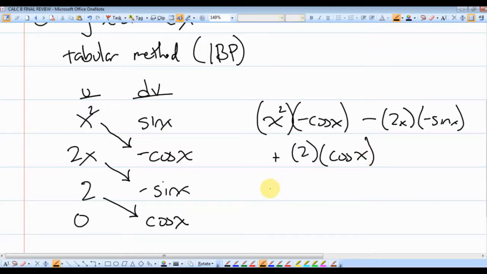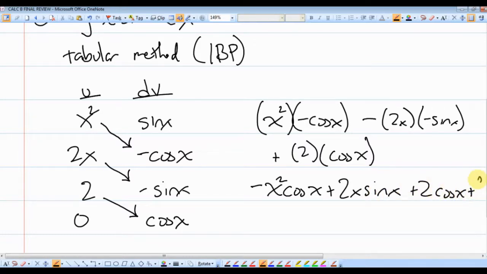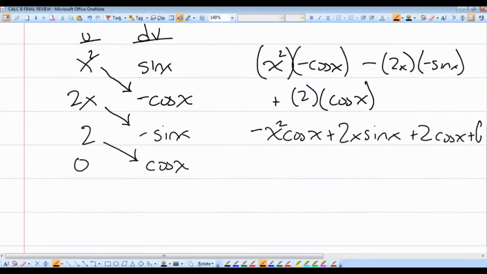So if you do all of that and put it all together, you're going to get negative x squared cosine x plus 2x sine x plus 2 cosine x plus constant of integration. All right, that's question 1. Let's get question 2. I think question 2 is similar.